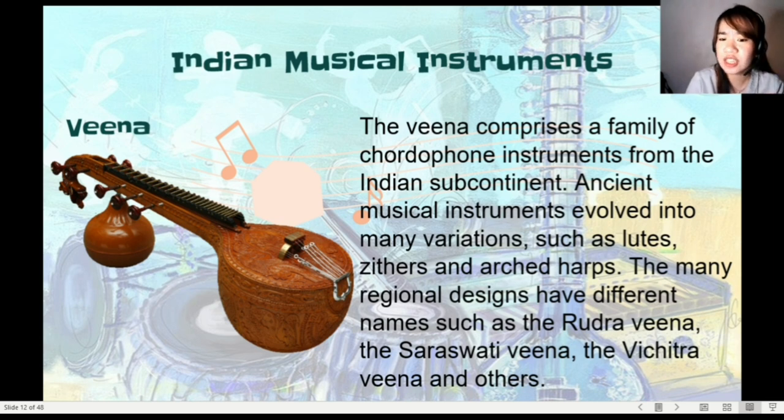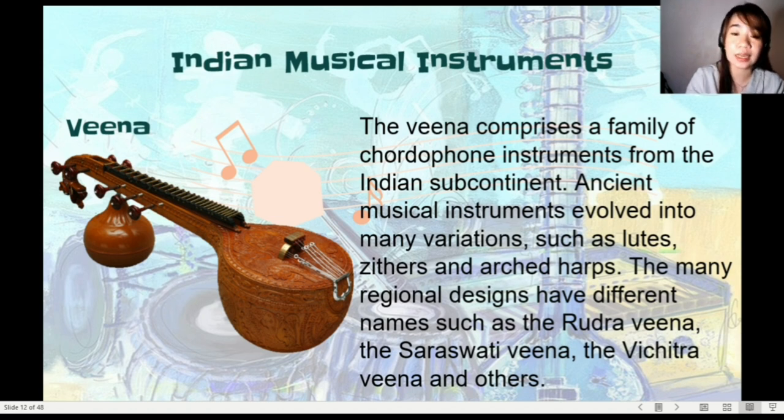Now, ancient musical instruments evolved into many variations such as lutes, zithers, and harps. The many regional designs have different names for this, such as the Rudra Veena, the Saraswati Veena, the Vichitra Veena, and others. As you can notice, the second name is Saraswati Veena. Can you still remember Saraswati? Yes, very good. Saraswati is the goddess of music and knowledge in India.